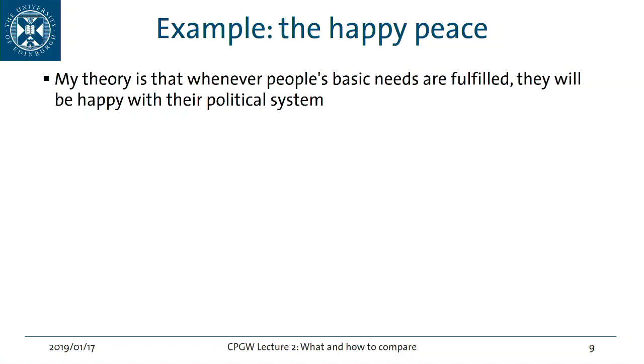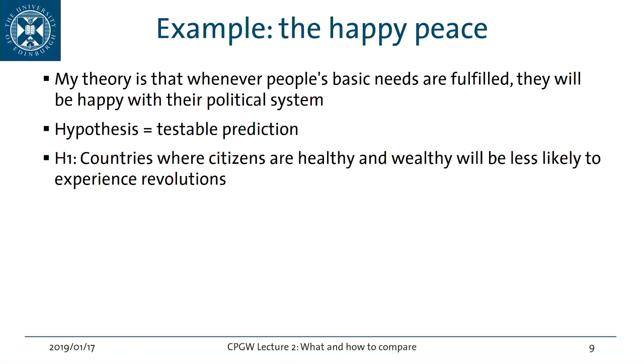So if that's our general idea about how the world works, if that's our theory, how would we then move from that to an actual research design? Well, first we would have to come up with an actual hypothesis. So how can we make a testable prediction out of this particular theory? How can we make a sentence that we can then test with some real-world cases? Well, I would say if we want to make this testable, we could, for example, reformulate this as, well, I should see that countries where citizens generally are both healthy and wealthy will also be less likely to experience revolutions.